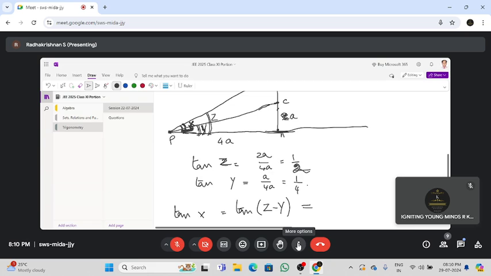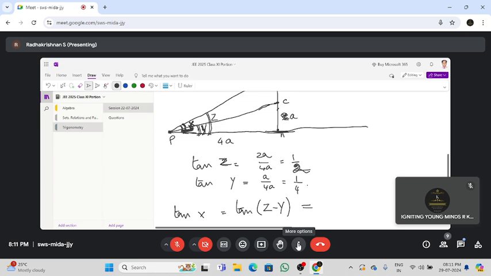Then I substituted them. Then I got 1 by 2 minus 1 by 4, sir. Then I got tan x is equal to 1 by 4, sir. The same thing Ajay did. Okay.